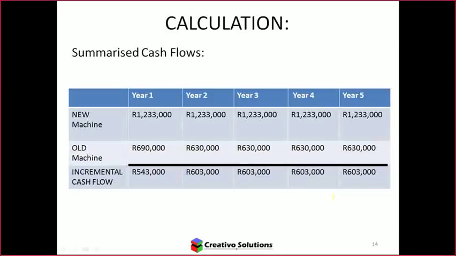So there's the summary. I've taken what we've just worked out and I've plotted it on a timeline. Year one, year two, year three, year four. What am I trying to find? OCF. This is the OCF for year one, year two, year three, year four, year five. Those are the figures that I'm going to put on my timeline. Do you guys agree? Yeah. That's going to help you generate something that you can then discount back in time.